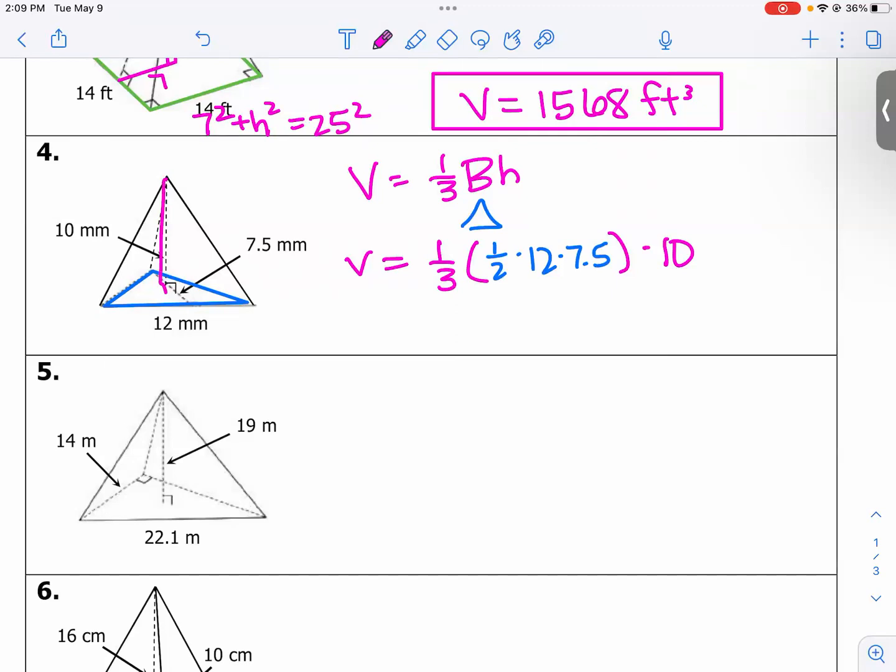So if we take 1/3 times 1/2 times 12 times 7.5 times 10. You already have it? You're not even on the right page right now. Yes, I am. I'm not talking to you. Usually when you say something angry, it's that. If you think this is my angry voice. No, angry, not mad.